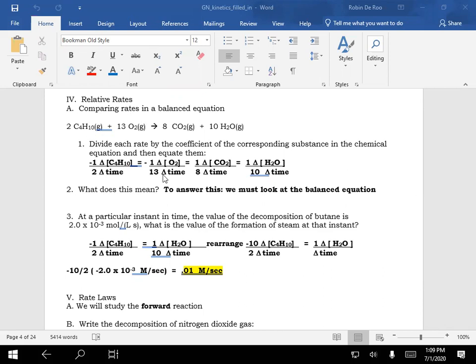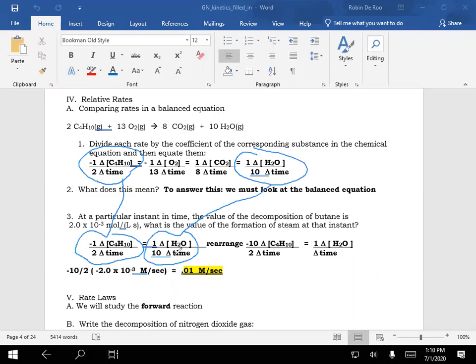Okay, so in this case, what we're doing is we're only using the parts that we need. So we need butane. This is our butane. That's our rate. So we put that here. And we're comparing it to the steam. Here's our rate for the steam. We put that here. And this particular problem is only asking about the decomposition of butane compared to the formation of steam. So we don't need to worry about the other parts.